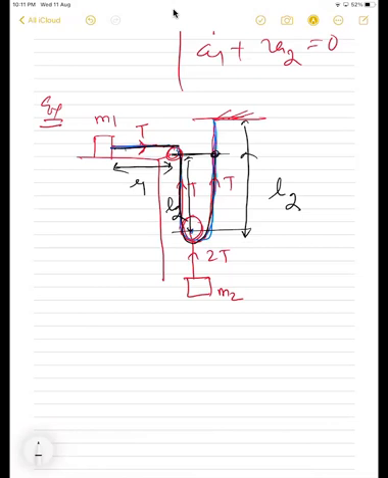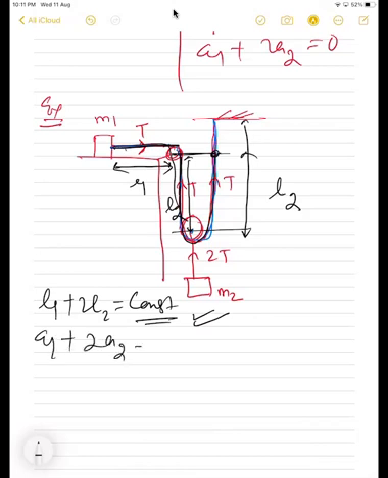So the total length of the string from here to here is how much? L1 plus 2L2 is equal to constant, right? Yes or no? As you got directly, you can write a1 plus 2a2 is equal to 0. Yes or no?